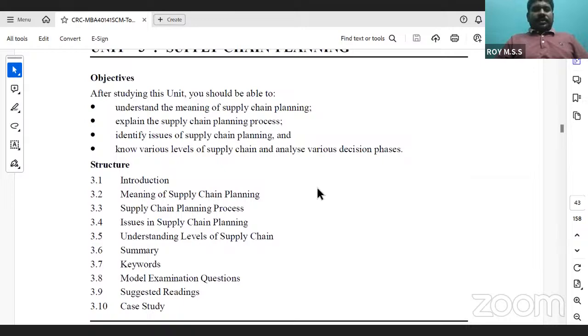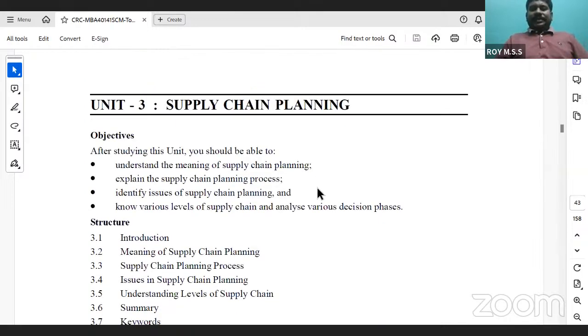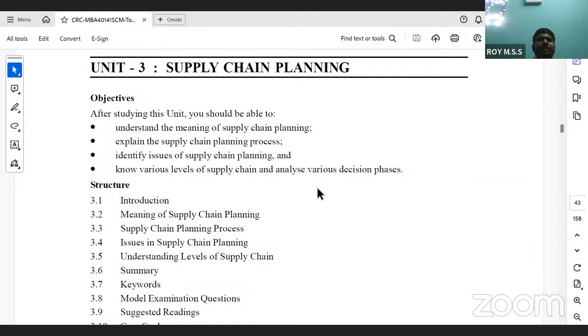Right. Now, what is supply chain planning? What will you do in this planning part? See, in supply chain planning, what will you do? First, you will plan this overall thing. What you need to plan, you will see inside. Process will be there. When you are planning, there will be some issues.